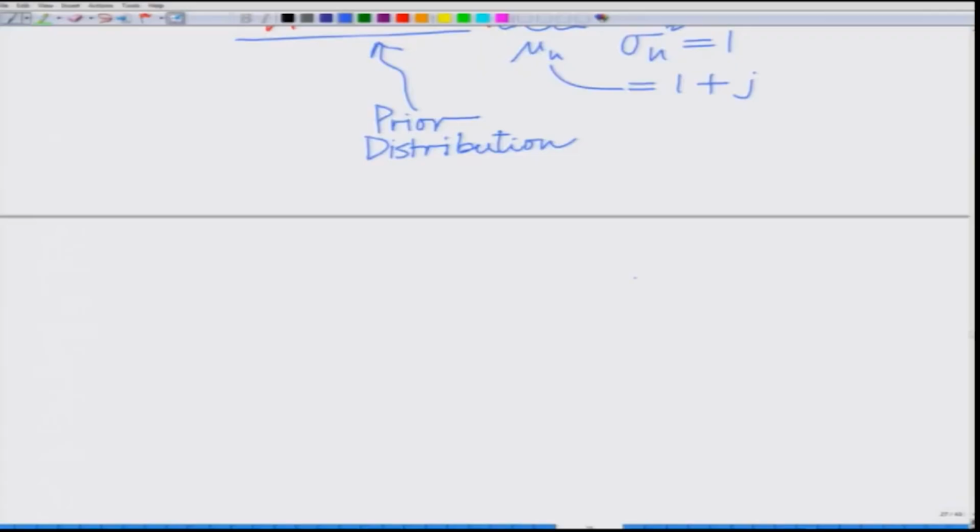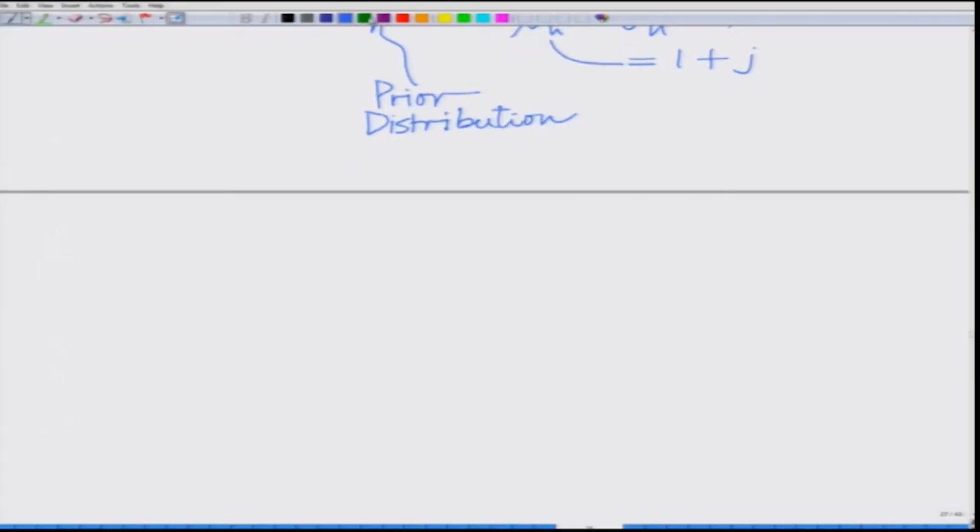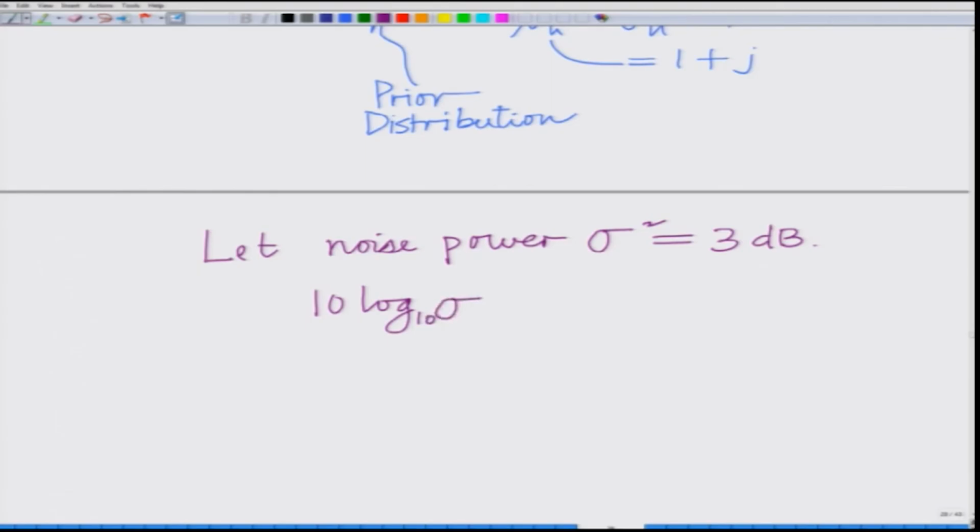And we have already seen what the expression is. We need some other parameters. Let the noise power sigma square be equal to 3 dB, that implies 10 log 10 sigma square equals 3, which implies sigma square equal to 10 power 0.3, approximately equal to 2. The noise power sigma square is approximately equal to 2.